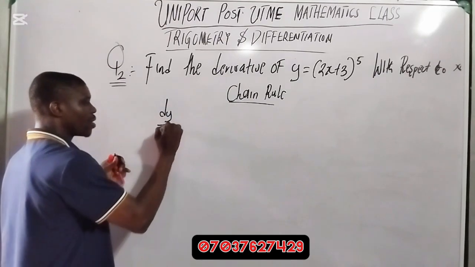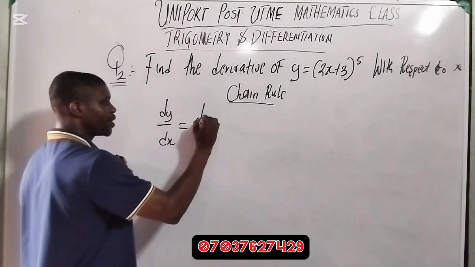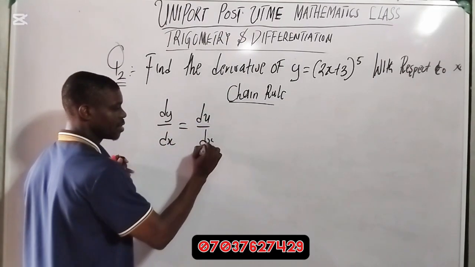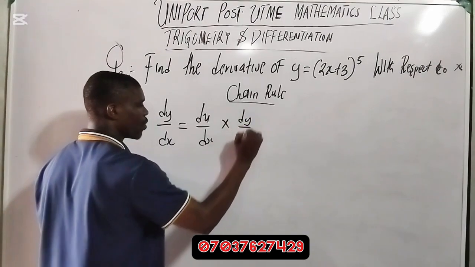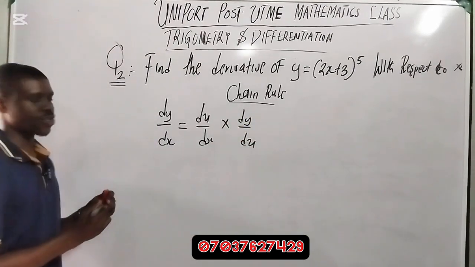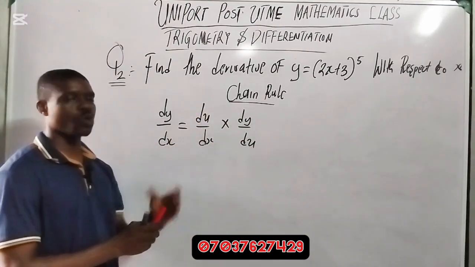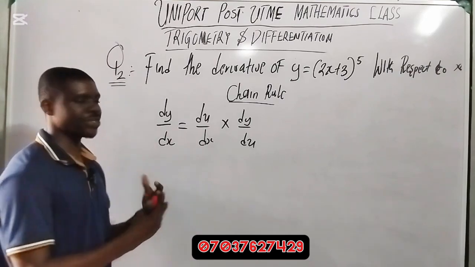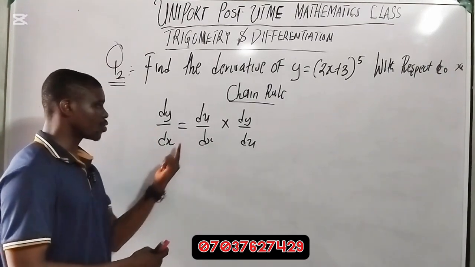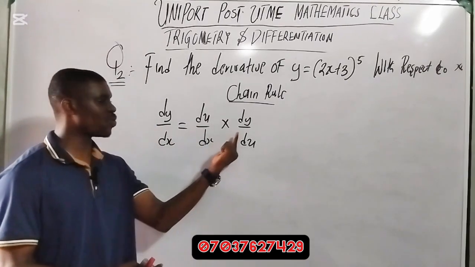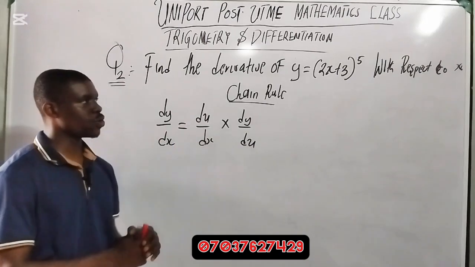Now in chain rule, dy over dx is equal to du over dx times dy over du. Now you may ask yourself, where is this u coming from, right? Where is this u coming from? dy over dx equals du over dx times dy over du. So where is the u coming from?